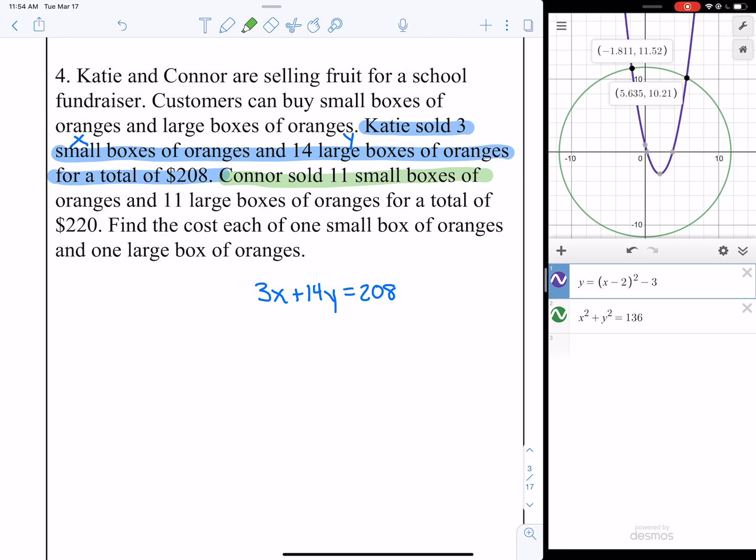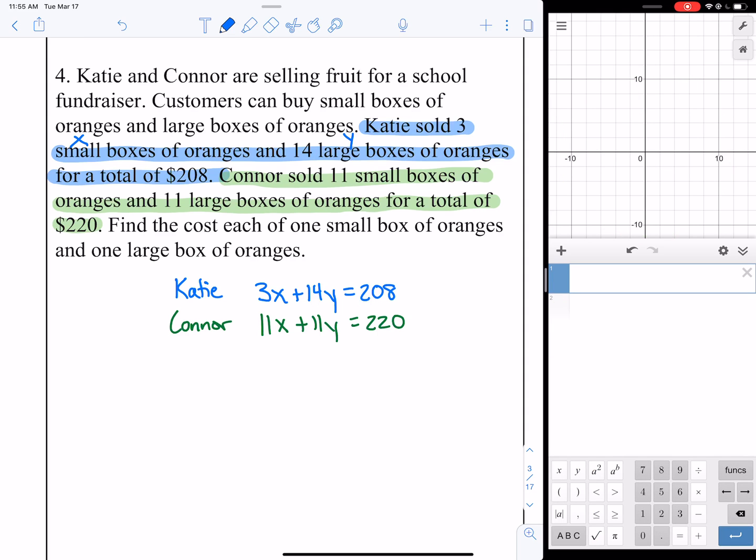Connor sold 11 small boxes of oranges and 11 large boxes of oranges for a total of $220. So Connor sold 11 small plus 11 large. So 11x plus 11y equals $220. So I'm just going to write that as Connor. And this is Katie's equation. And we can just type them into Desmos and figure out our solution. So 3x plus 14y equals 208, and 11x plus 11y equals 220.